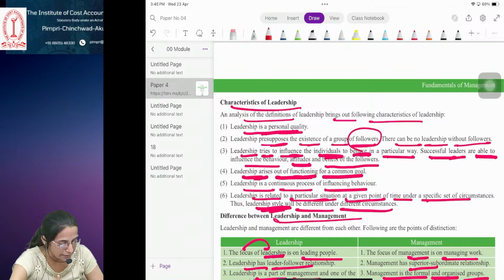It requires considerable communicating and persuasive skills on the part of leaders. See, proper communication should be there, then only it will be effective.